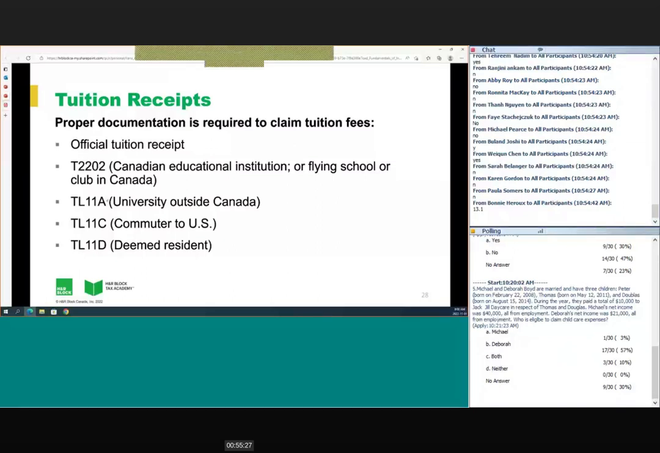So that's the T2202. If the student is in a university outside of Canada, it's a TL11A. If they're a commuter to the U.S., so that would be a border city, they would have a TL11C. I've never seen this. And if they're in an educational institution outside of Canada and they are a deemed resident, it'll be a TL11D. I've only seen the T2202 and the TL11A. I haven't seen these other ones.